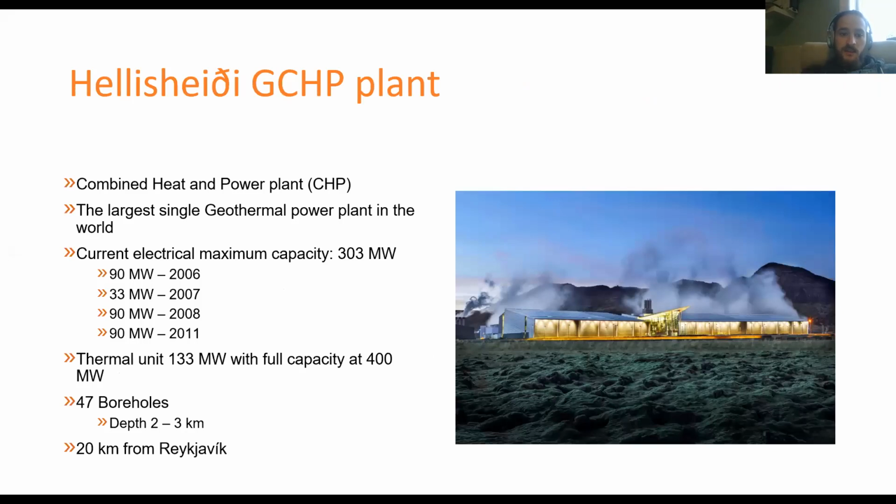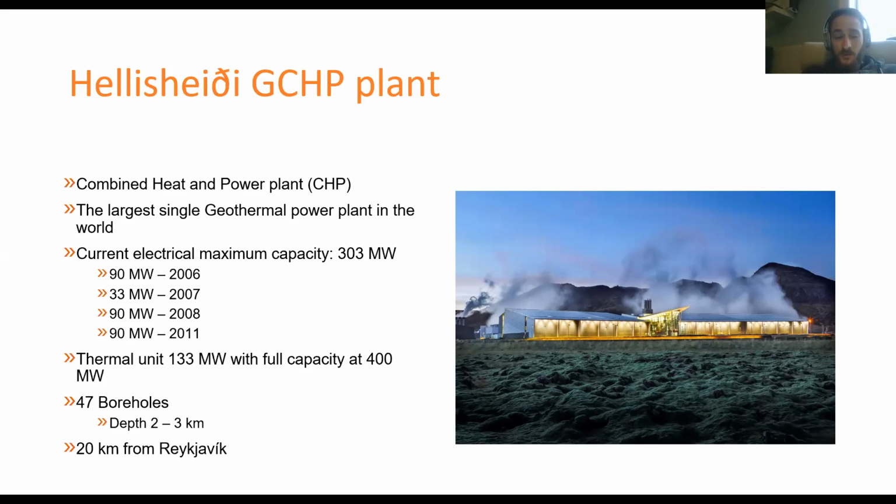Just to give a little background on Helliseiði, it's of course a combined heat and power plant. It's in the Hengill area, and that's where, when you're driving to Kerrigarði and you see the big steam plumes, to the left is the On Power power plant. Current electrical capacity is 303 megawatts, with 133 megawatts thermal, and a full capacity of 400 megawatts. A fair amount of the district heating water that heats your homes also comes from this power plant.